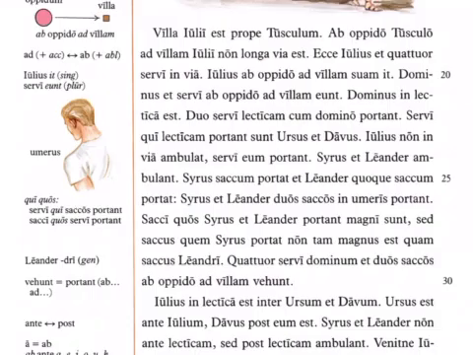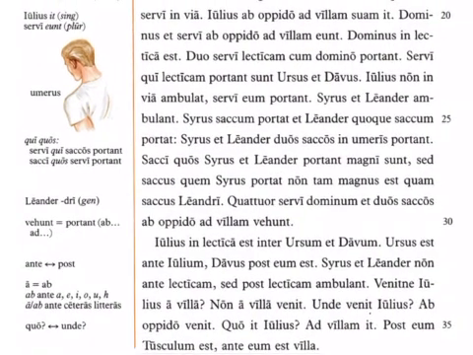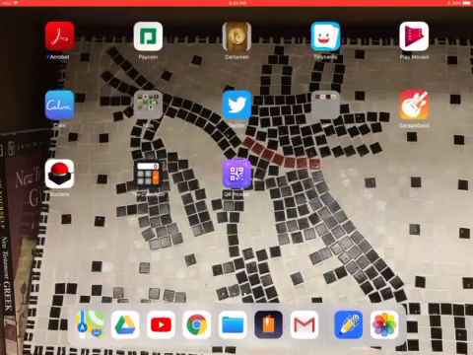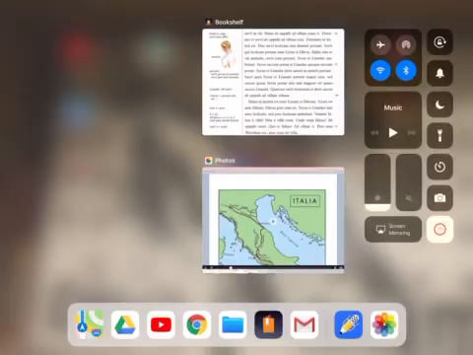Quattuor servi dominum et duos sacos ab opido ad villam vehunt. 4 slaves carry or transport, that's what vehunt means, their master, dominum, and the 2 sacks from the town to the villa. All right, so let's stop there, the first part of this first section, and we'll pick up on a new lesson to finish up this section later. Valete.